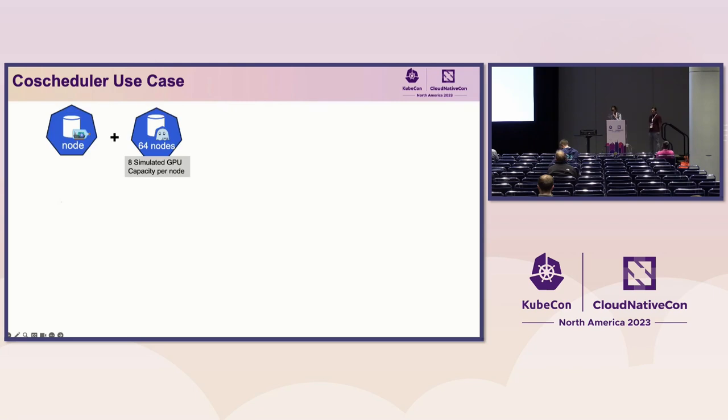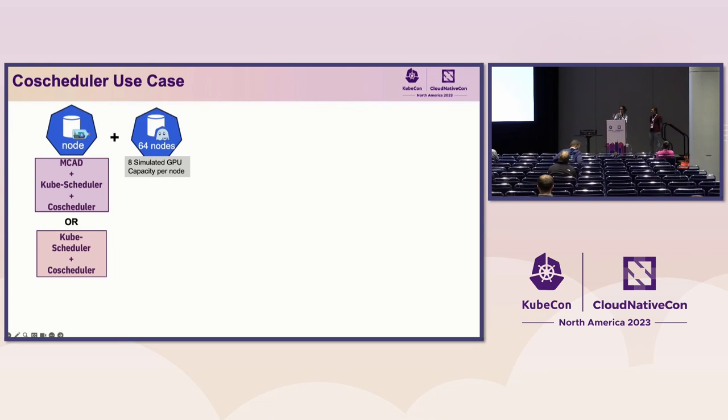Just one actual node, but now you have 64 fake nodes. Each node has a simulated capacity of 8 GPUs. So overall, we're simulating 512 GPUs. And again, we test the setup with MCAD with co-scheduler, and with no MCAD, but just co-scheduler.